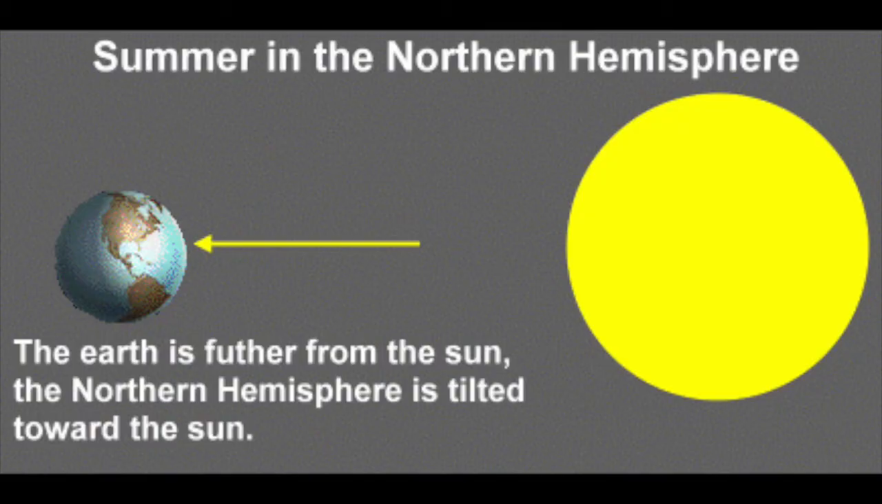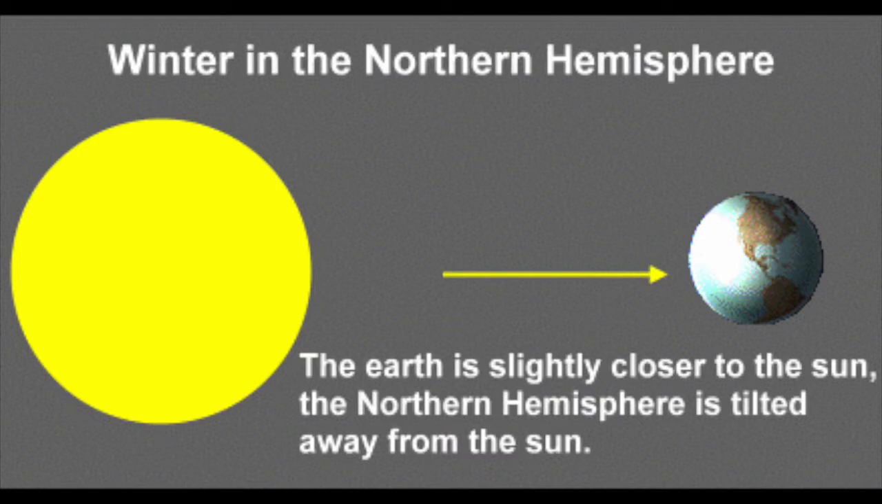When did she say that we have summer? In the northern hemisphere, we have summer when the sun is pointing more directly toward the northern hemisphere. When do we have winter? Well, she explained we have winter when the northern hemisphere is pointed away from the sun. When the sun's rays are not pointing directly at the northern hemisphere, then we have winter.